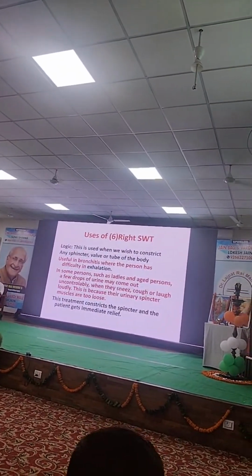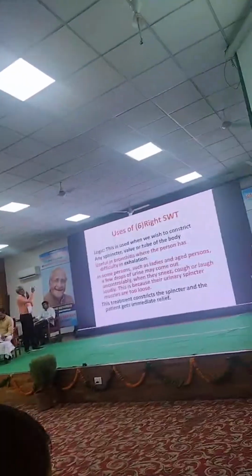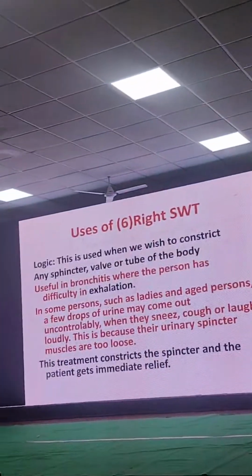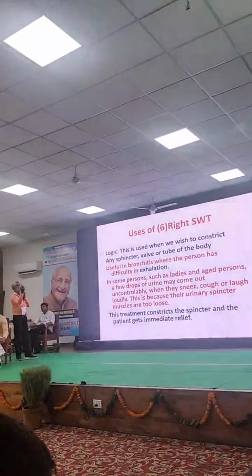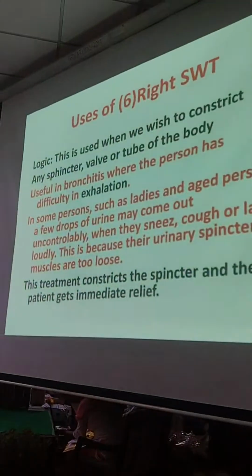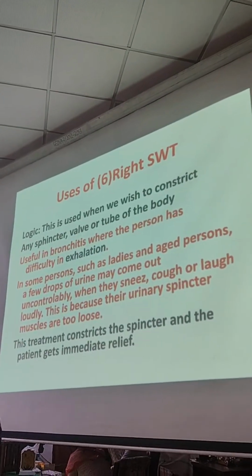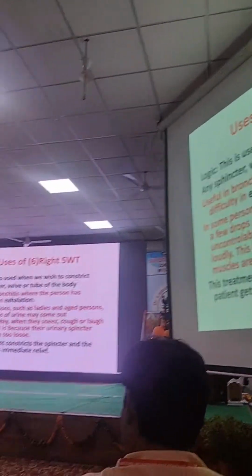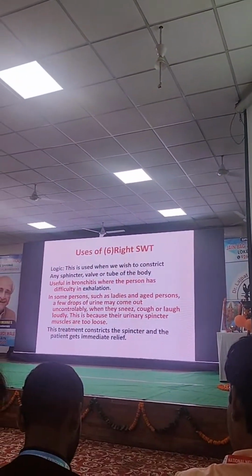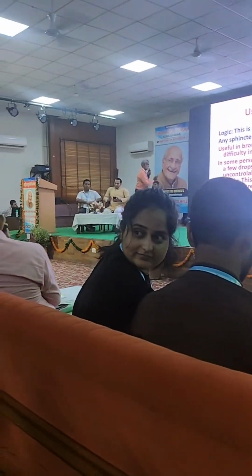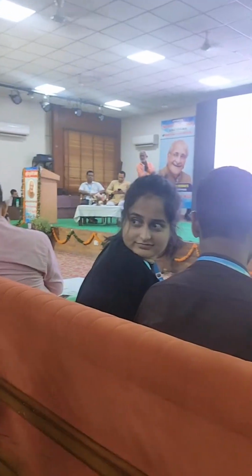Uses of right sweat. This is used when you wish to constrict any sphincter, wall, or tube of the body. Useful in bronchitis where the person has difficulty in exhalation. In some persons, such as ladies and elderly persons, a few drops of urine may come out uncontrollably when they sneeze, cough, or laugh loudly. This is because their urinary sphincter muscles are too weak. We give right sweat. This treatment constricts the sphincter and the patient gets immediate relief.